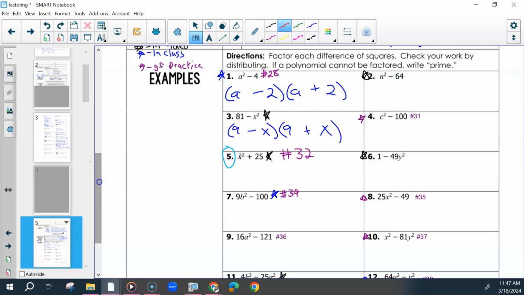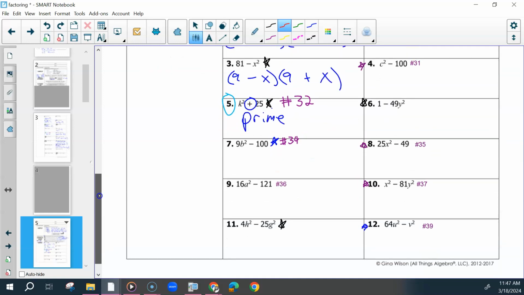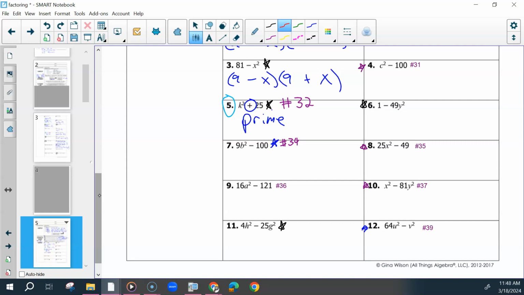Can we use 5? No. Does 5 look like the rest of these? No. It's addition. Because of that, this is a prime. You can't have a plus sign. Oh! It's already in its most simplified form. We cannot factor it more. Let's try 7.